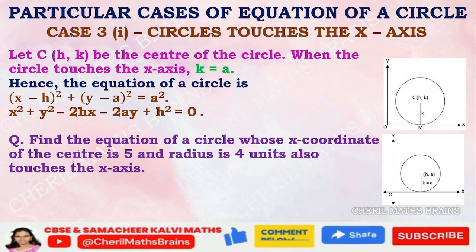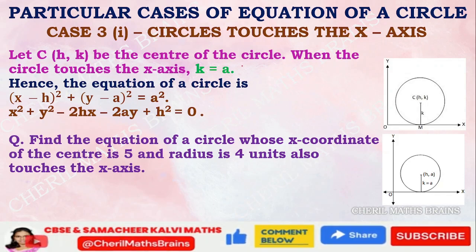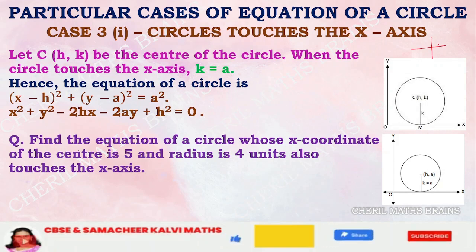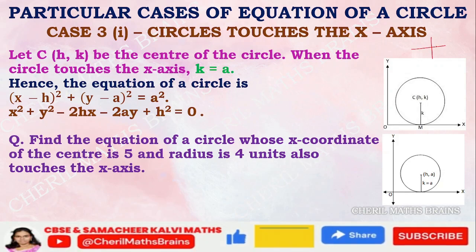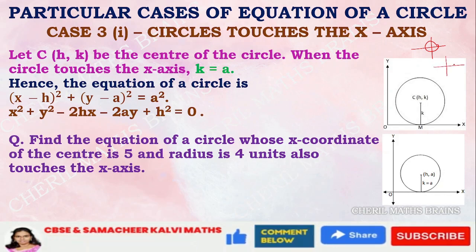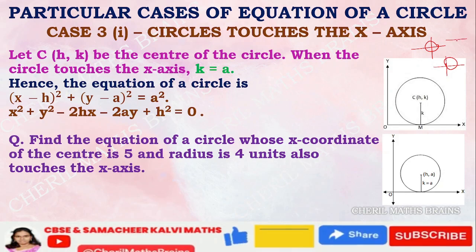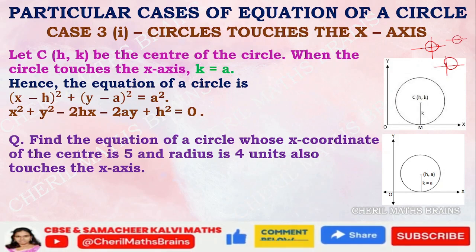For the third case, we are seeing that the circle is going to touch the x-axis. What is the first thing we saw? The first thing we saw was the center of the circle at the origin, and then we saw that the circle passes through the origin, and then we saw that the center of the circle is on the x-axis or on the y-axis.